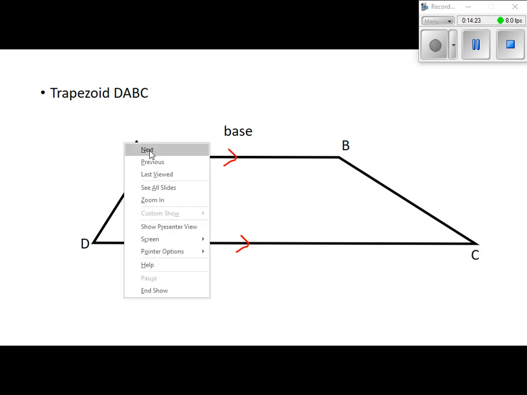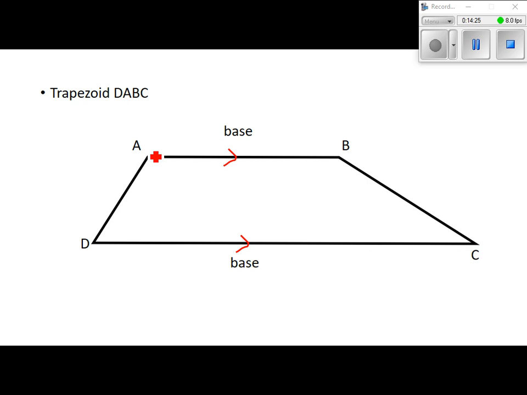The parallel sides are called the bases. So a lot of times they'll say like base 1 and base 2. Doesn't matter which one they are, but those are always the parallel sides. The other two sides are called the legs. And the legs don't always have to be the same length. Sometimes they are, sometimes they aren't. We'll talk about that here in a second. So the two non-parallel sides are called the legs of the trapezoid.